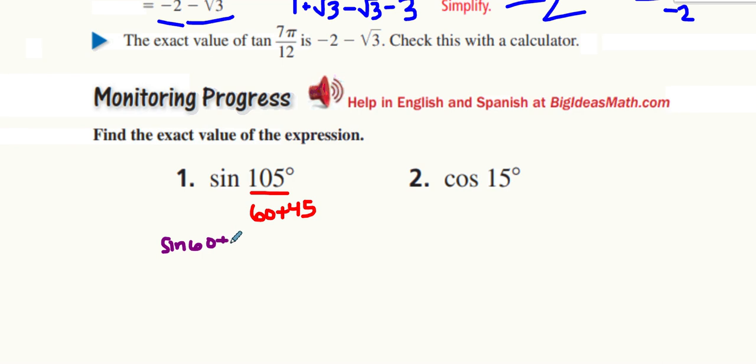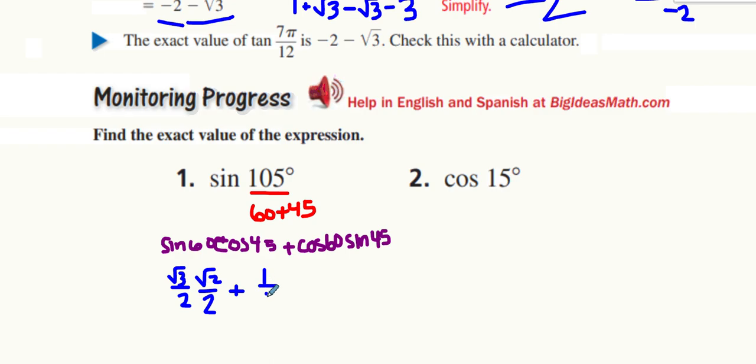Plus cos B, or times cos B, cos B, 45, plus cos A, just kidding, 60, sine B. All right, now if you knew your trig fingers, 60 sine would be root 3 over 2. 45 would be root 2 over 2. 60 would be 1/2. Sine 45 would be root 2 over 2.